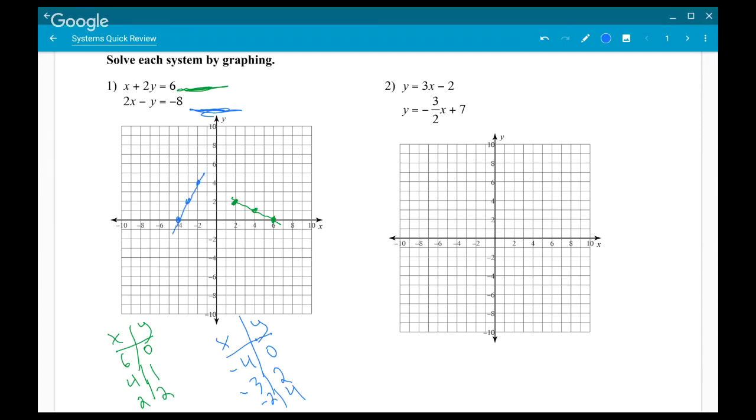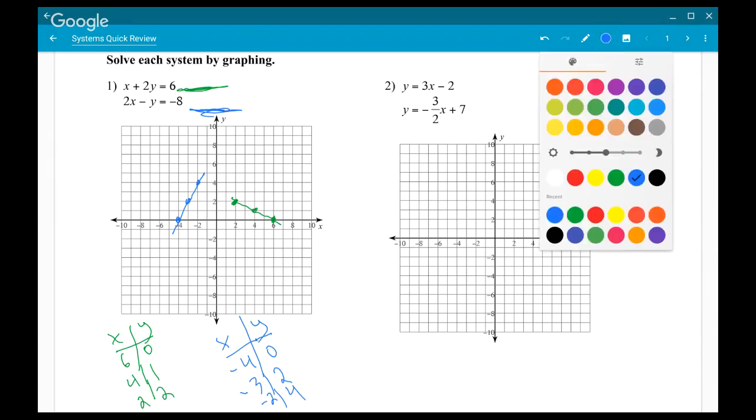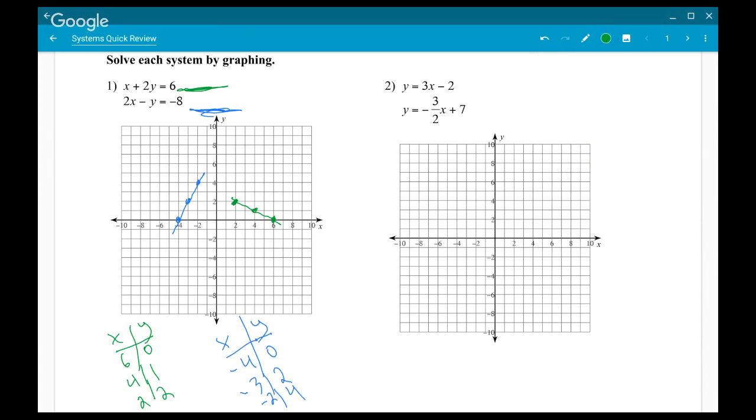So what I need to do now is I don't need to actually find any more points in my table. I just need to continue the slope that I've already discovered in both of these. So I'm going to continue my green one going. Looks like I'm going up 1 and left 2 to create new points. So I'm going to go up 1 and left 2. And when I go up 1 and left 2 again, I find that right there is where they cross. Okay, they cross at -2, 4. So my answer is x equals -2, y equals 4.